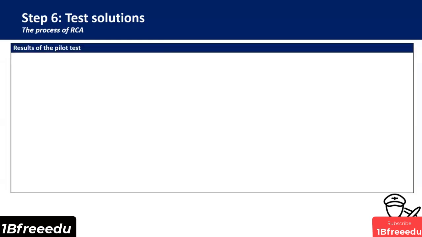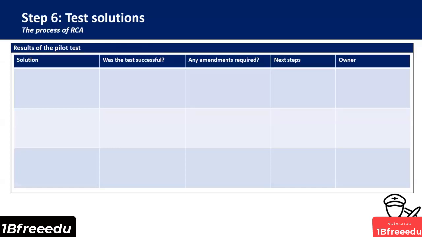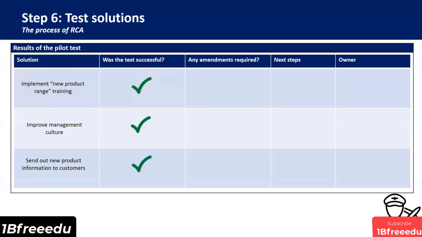When you've done that, you then need to detail the results of your pilot test, right? We need to make sure it was complete and successful. So we again state our solutions. We then ask the question, was the test successful? And for this question, we can simply say to each one, yes, yes, yes. Now, of course, if it wasn't successful, we'd mark this off as no with a red cross to say this was not successful.